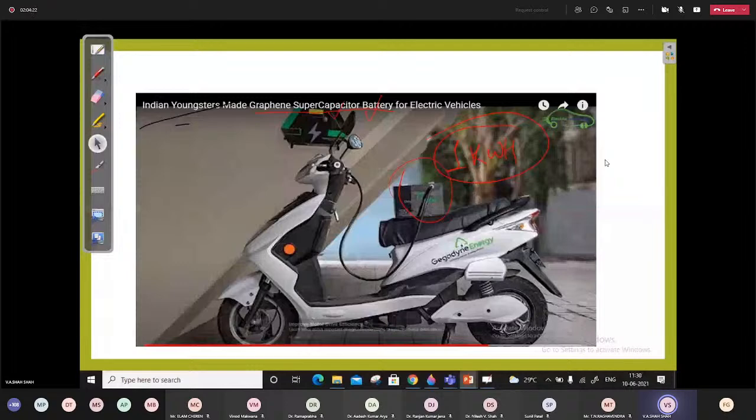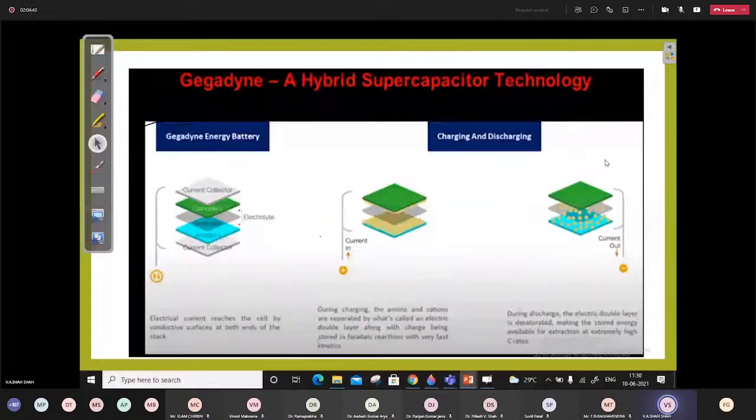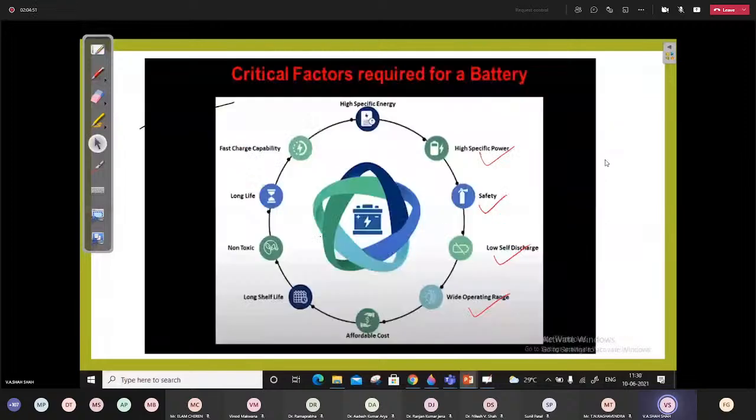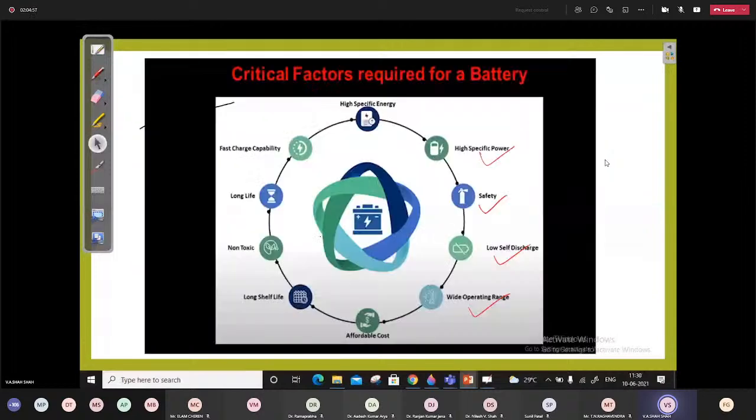And the critical factors required for a battery can now be managed by this combination, that is high specific power, safety, low self-discharge, wide operating range. Here they are using a different composite of graphene, which will provide an even lower discharge.